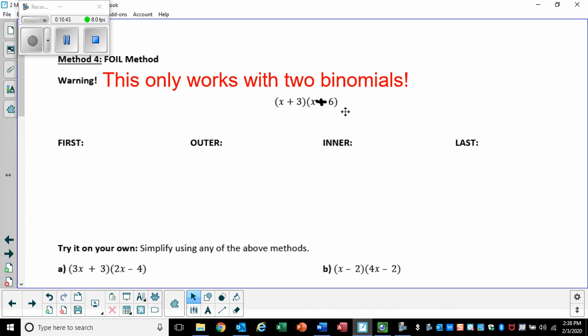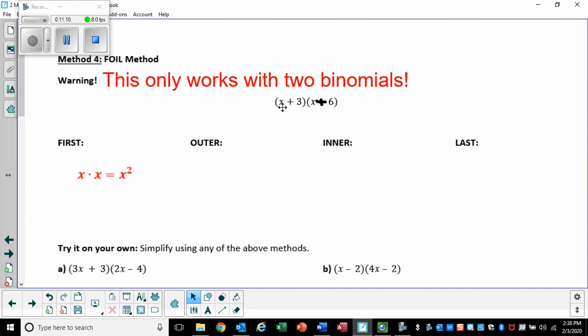So when you have 2 binomials, you can use FOIL, which stands for first, outer, inner, and last. That's what FOIL stands for. It basically can help you know what to multiply together to create your trinomial. So, first means I'm going to do the first term from each binomial. So x and x. Multiply x times x, I get x squared.